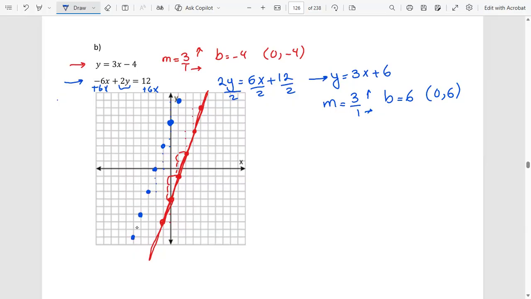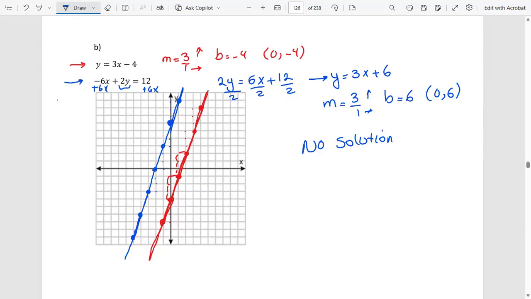And now I'm going to graph this line as well. And I see that the two lines are parallel. And I know two parallel lines never cross each other. So what is the solution for this system? There is no solution.